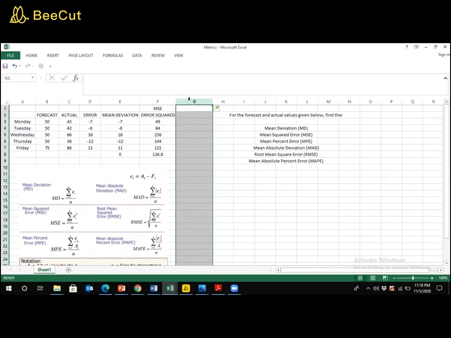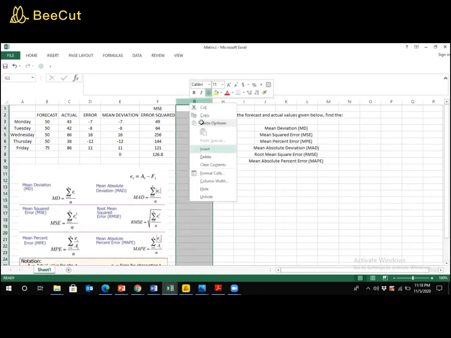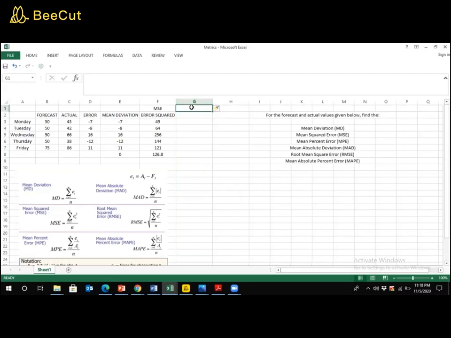Just make a little room here. Okay, so I'm going to calculate the MAD, mean absolute deviation. And here, it's the summation of the absolute error divided by n. In this case, it's 1, 2, 3, 4, 5. N is the number of instances, so it's 5. So here I understand I'm going to have to use absolute error. I'm just going to mention that here for me to remember.